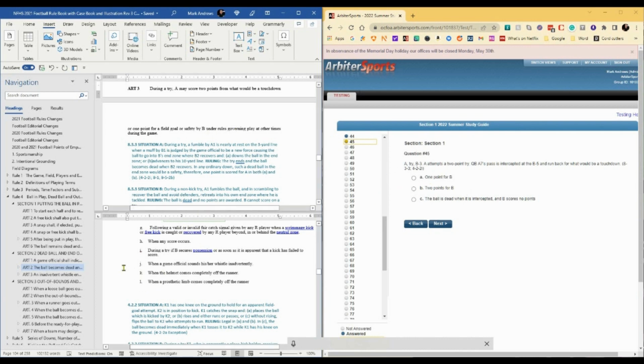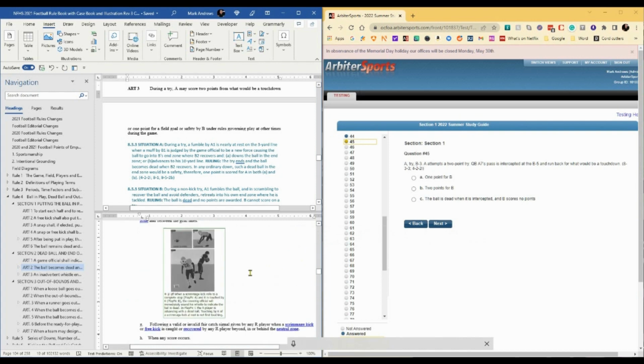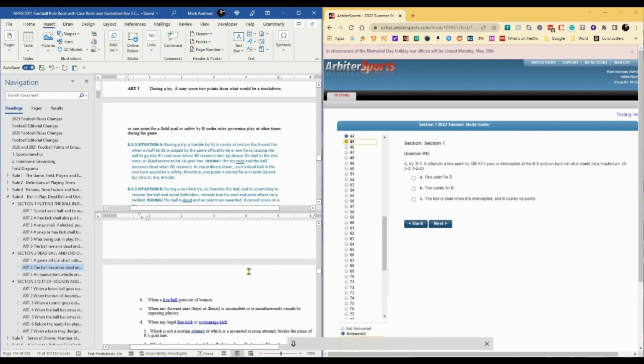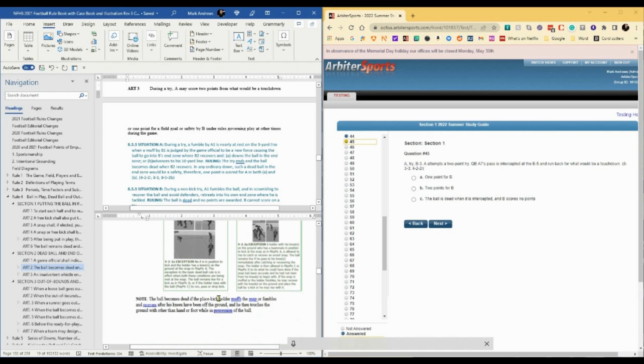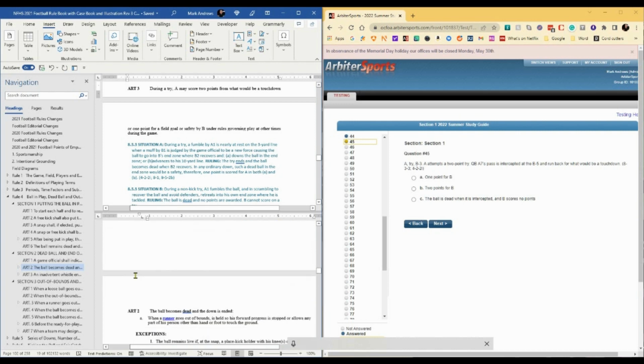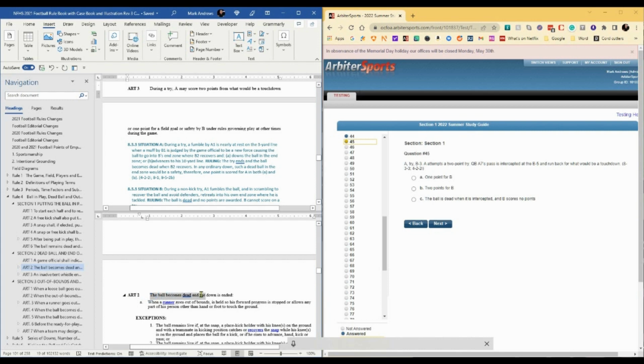4-2-2-I tells us during a try, if B secures possession, or as soon as it is apparent that a kick has failed, gotta go all the way back up here. The ball becomes dead and the down is ended. Okay, so basically defense cannot score on a try. So the answer is C. The ball is dead when it's intercepted. B scores no points.